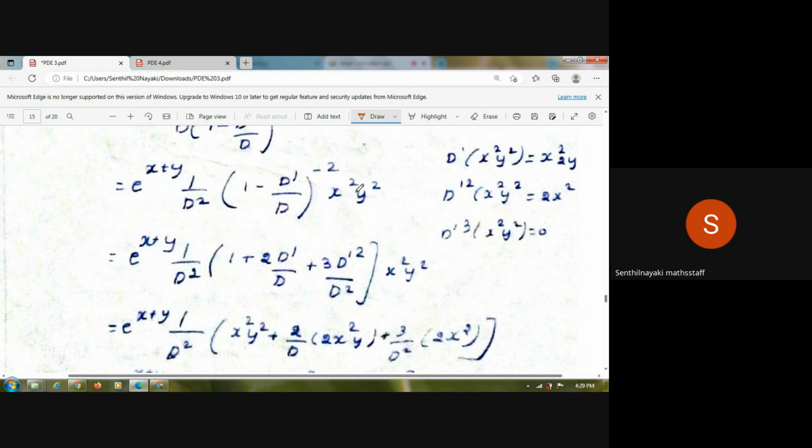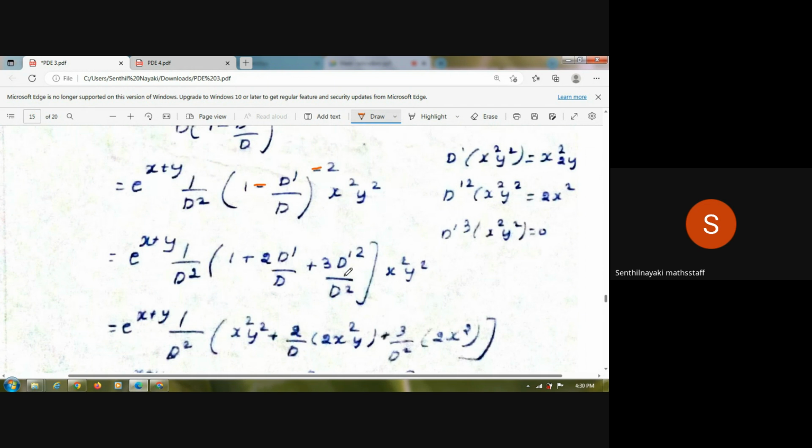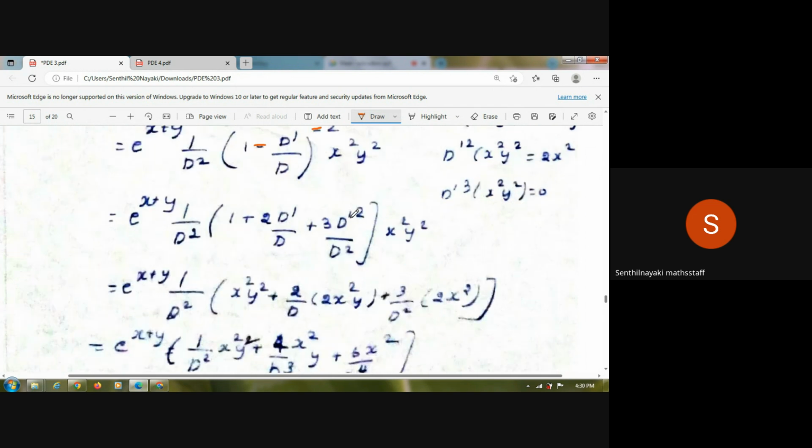After expanding this, here this is 1 minus sign, this is 1 minus sign, so all terms are positive. So 1, 2, 3, like that the coefficients exist. Here x square y square, therefore up to second derivative we need. D' cube is no need, because D' cube of x square y square is 0. So there is no need to write 4D' cube here. So e power x plus y, 1 by D square multiplied with x square y square in each and every term.